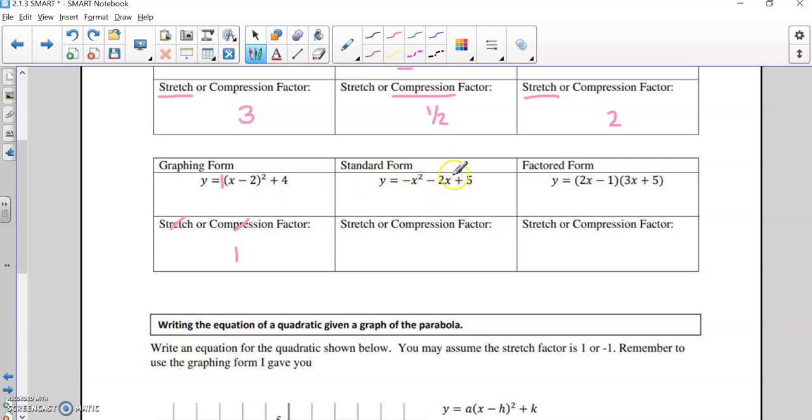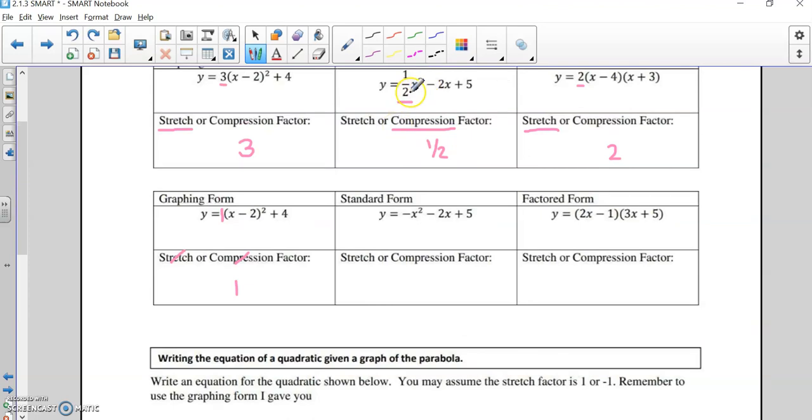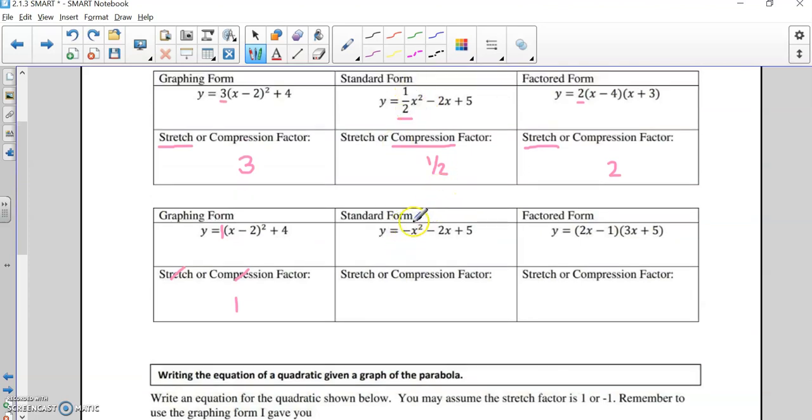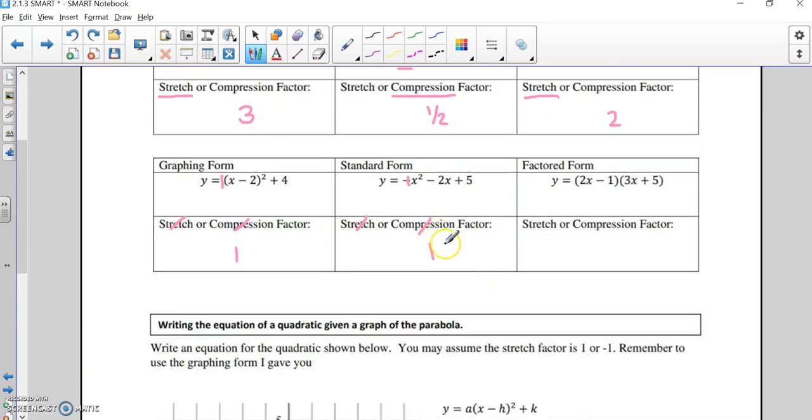Okay, for this standard form equation, now the last standard form one that we did, there was a number in front of x squared and we just used it. For this one, there is no number, so just like the last example, we are going to imagine there to be a 1. And so again, our stretch or compression factor is 1, and again, there actually isn't a stretch or compression. Please note that I didn't write -1 because that negative is entirely on its own.